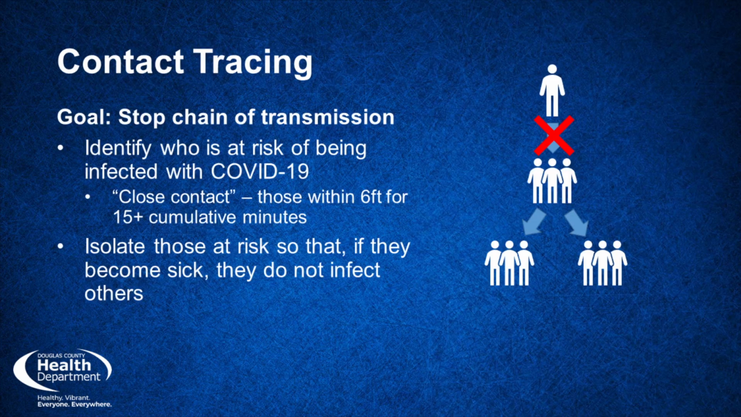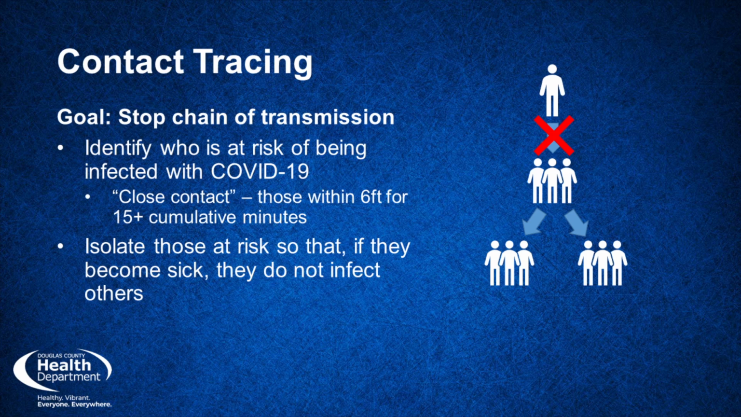Moving on to contact tracing. The goal of contact tracing is to stop the chain of transmission. We know that this virus spreads rapidly from person to person. So if we can identify that person who is sick and then identify the people who are at risk of being infected with COVID-19 and keep those people at home, then if those people become sick, they don't spread that infection to other classmates and other staff.